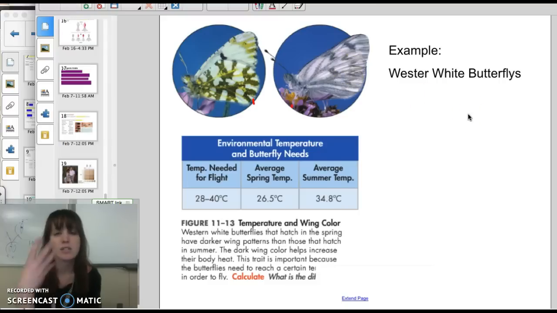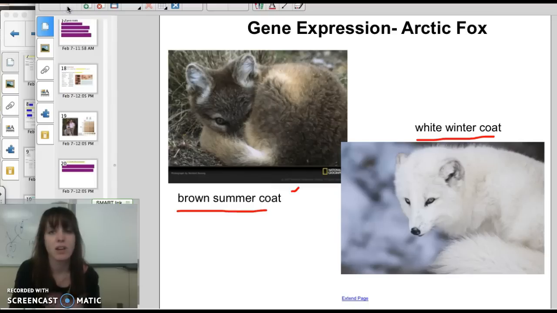So for instance, when the temperature increases, these western white butterflies have different wing colors based on the temperature, and that has to do with the temperature influencing the expression of genes when they get turned on and turned off in the cells. Okay. Other examples, Arctic foxes, they turn white in the winter, so when the temperature drops, their genes turn on and produce a different phenotype.